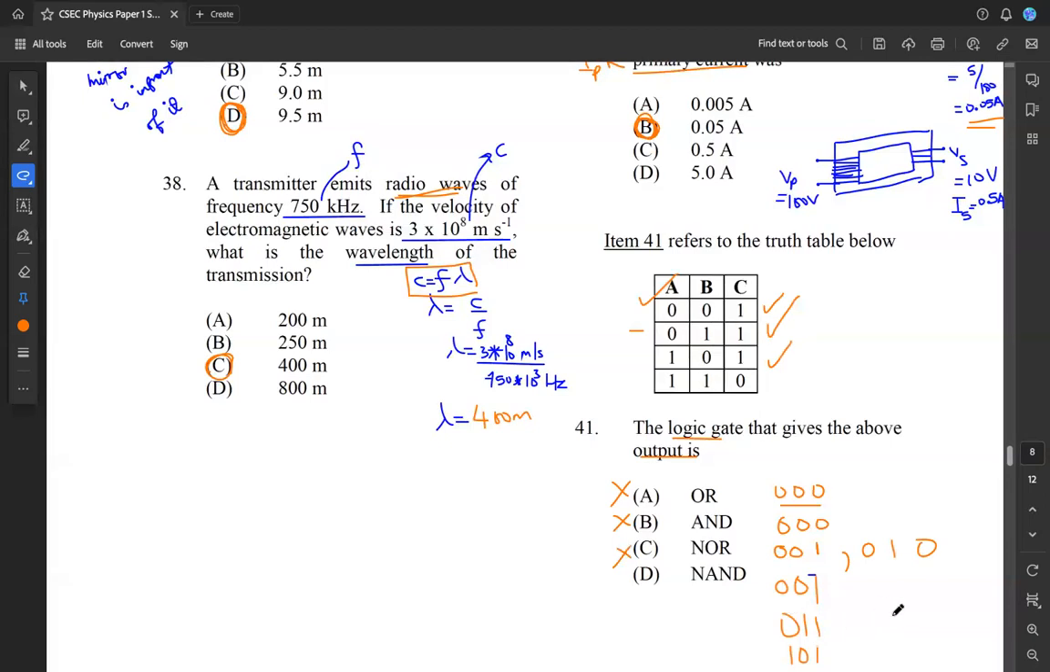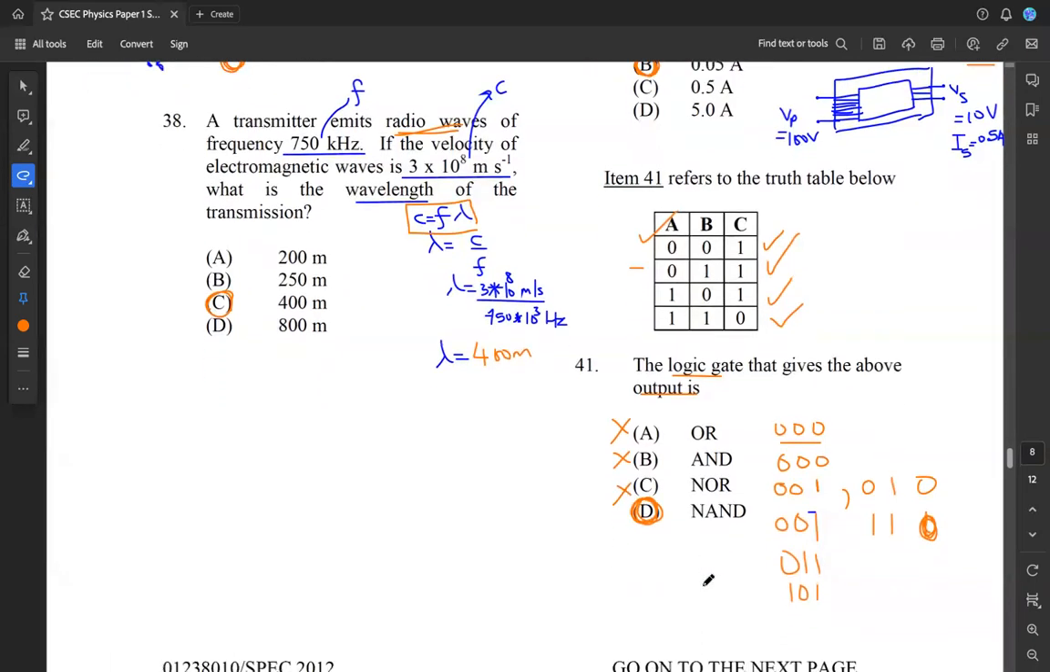Now let's look at 1, 1. If it was an AND gate and we had 1, 1, we would get 1. But because it's a NAND gate, we're gonna get 0. Okay, and we see that that matches here. So our answer for 41 is D. Okay, NAND gate. This truth table matches that of a NAND gate. So 41 is D.